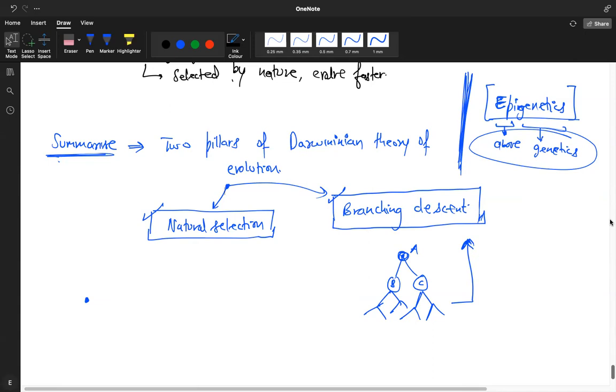So let's say I am a giraffe and I managed in my lifetime to stretch my neck by 6 inches, so I'll pass that on. So my progenies will be born with a 6-inch longer neck already, and then they will continue to do the same thing and they will add to it and pass on to the next progeny.